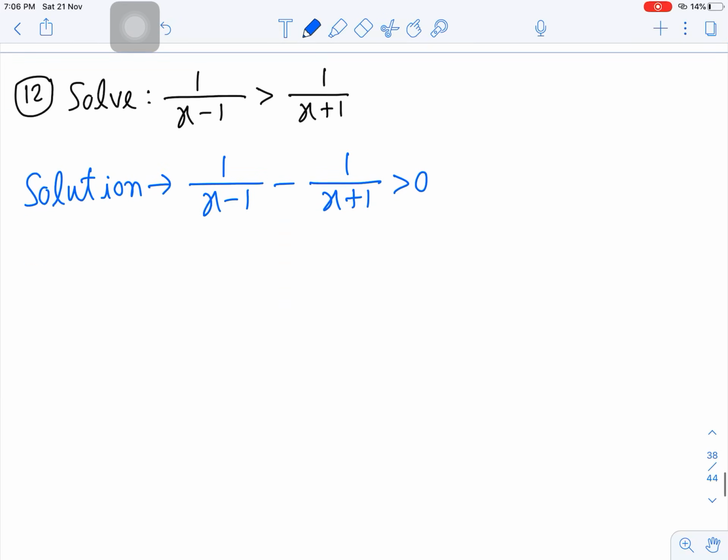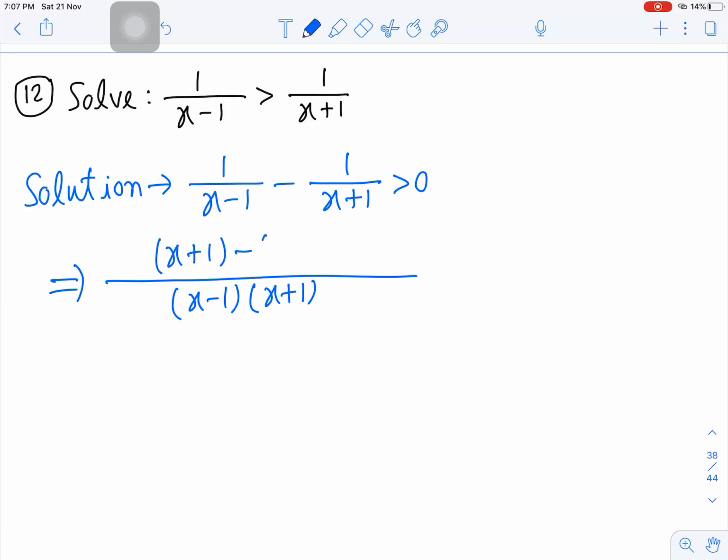Now we will take the LCM. So the LCM of x minus 1 and x plus 1 will be nothing but the product of them. Now we will get here x plus 1 and minus x minus 1, and that is greater than 0. So x plus 1 minus x minus 1 is nothing but 2, and then you are getting 2 by x minus 1 into x plus 1, that is greater than 0.